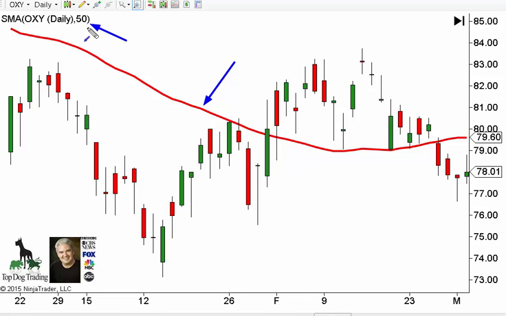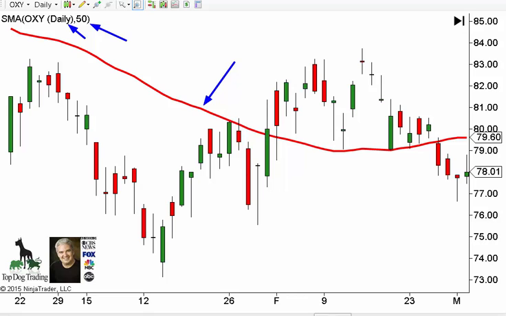Now, why the 50-period simple moving average? Well, there's no magic moving average, by the way. Let's get that out of the way. The 50-period simple moving average is a good one to use, especially on longer-term charts like daily charts, weekly charts, and monthly charts. And the reason is very simple. It's simply because it is so commonly used by so many people. And for that reason, again, there's no magic to it. It's just that since a lot of people use it, there is a self-fulfilling prophecy to it.